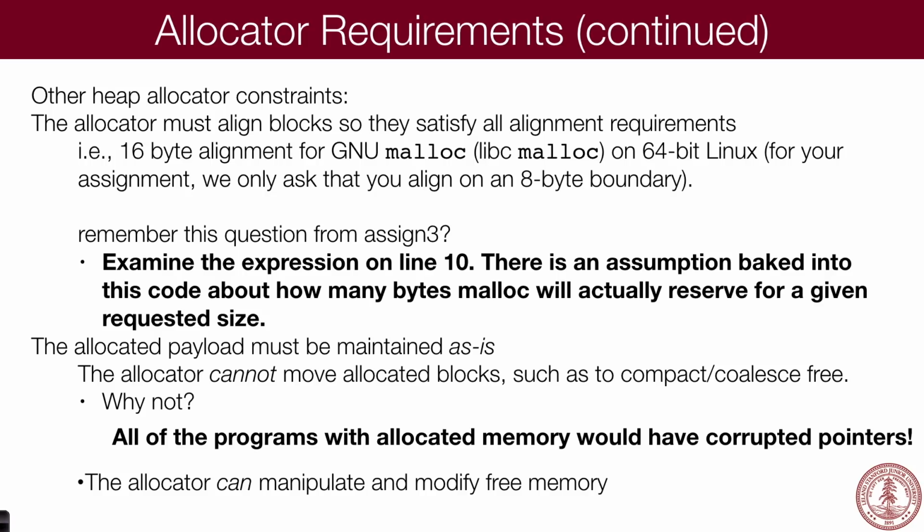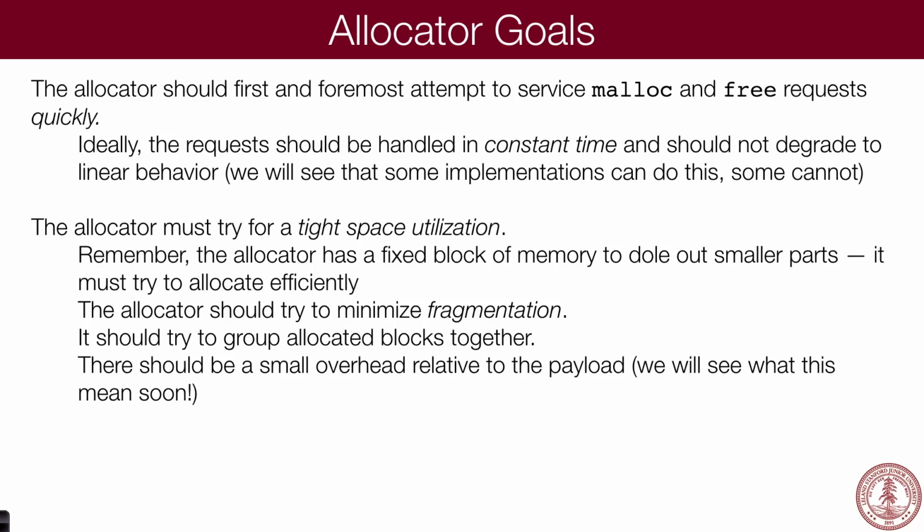So if it has two free blocks next to each other, it can make one big free block. We'll see that a little bit later as it goes along. But free memory, the allocator can do whatever it wants with it. But memory that's allocated, it can't touch until the program frees it. Okay?